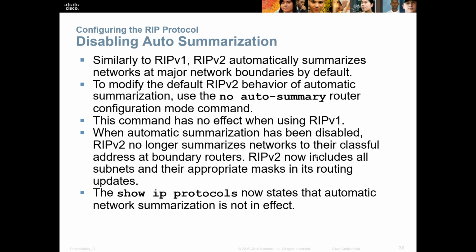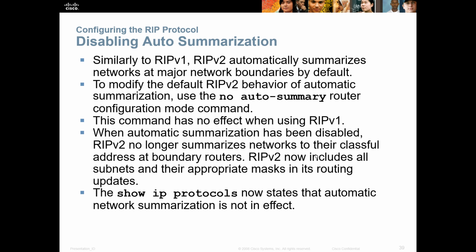So disabling auto-summarization is kind of important if you do not want it to auto-summarize. Let's say you have a 10.0.0.0 network with a /24, auto-summary will summarize that to a /8 because 10 is typically a class A, which means it uses the default /8. So you can tell it no auto-summary and it will not summarize. So automatic summarization has been disabled.